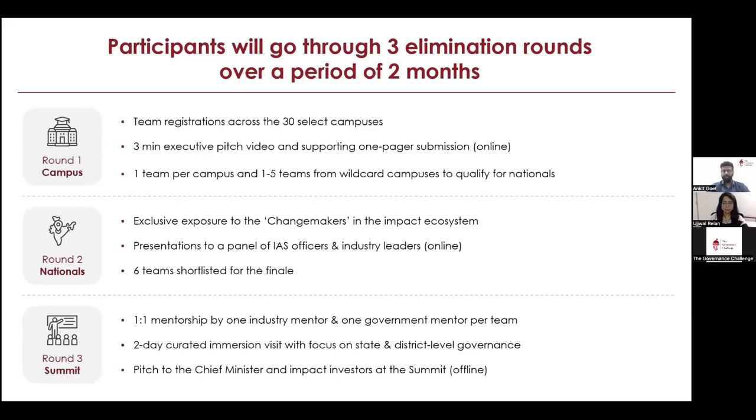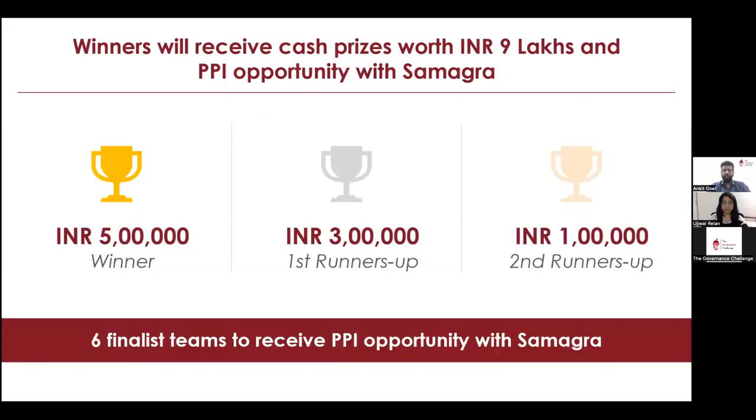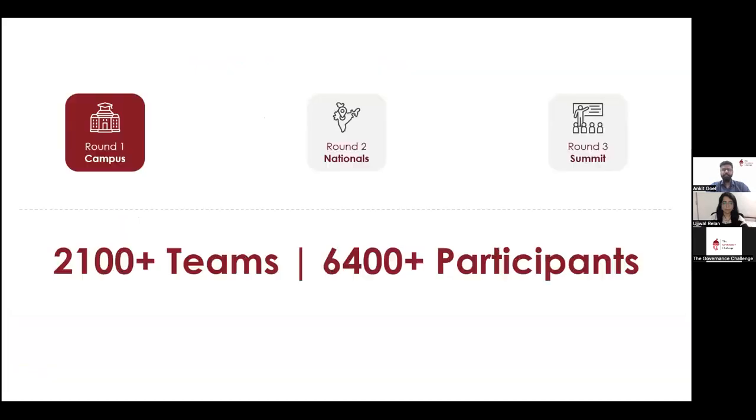When we talk about the prize money, the winner gets 5 lakh rupees, the first runner-up gets a 3 lakh rupee check, and the second runner-up gets 1 lakh rupees. All the 6 finalist teams receive a PPI opportunity with Samagra.